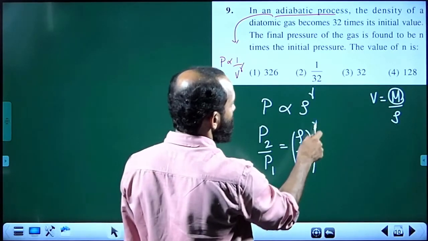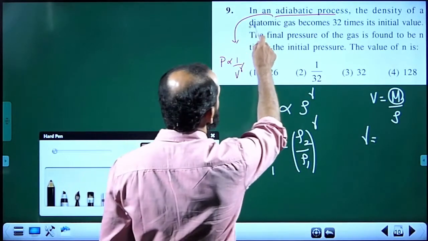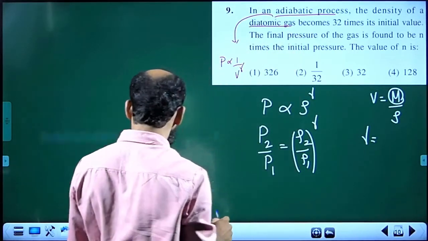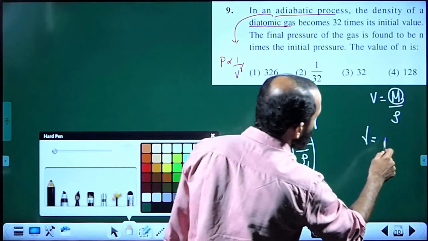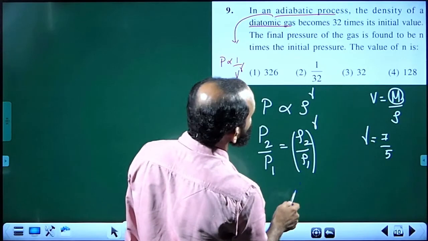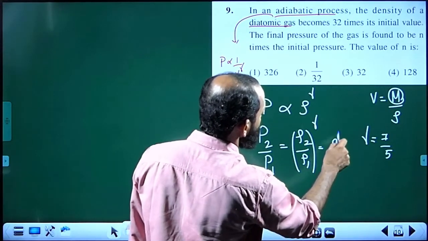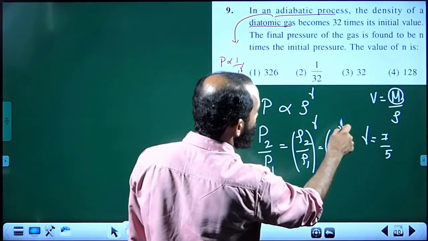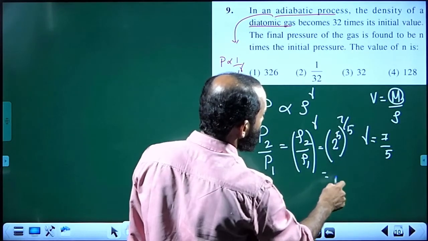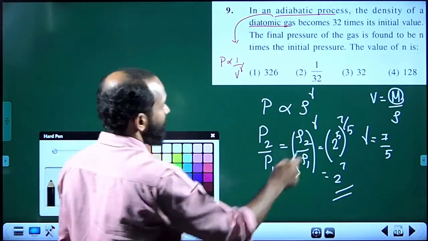all raised to gamma, where gamma is the ratio of specific heats, as it is a diatomic gas. For a diatomic gas, the value of gamma is 7 by 5, and rho 2 by rho 1 is given as 32. 32 can be written as 2 raised to 5. 2 raised to 5 raised to 7 by 5 will be 2 raised to 7. 2 raised to 7 is 128. So the correct answer is 128.